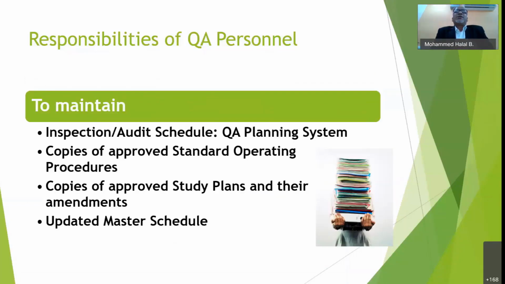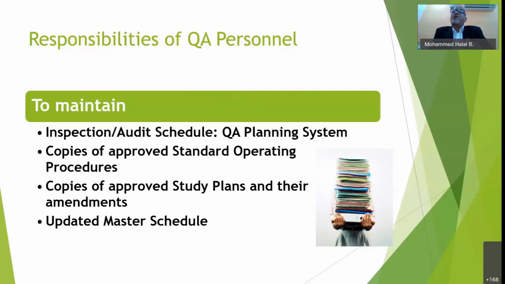Next, the responsibility of quality assurance personnel is to maintain the inspection and audit schedule. Whenever we receive the study schedule from the study director, the QA team has to prepare one schedule. How many studies will there be in the coming days, and who is going to audit? Because there will be a quality assurance team, so who is going to audit, and they have to plan when they have to audit.